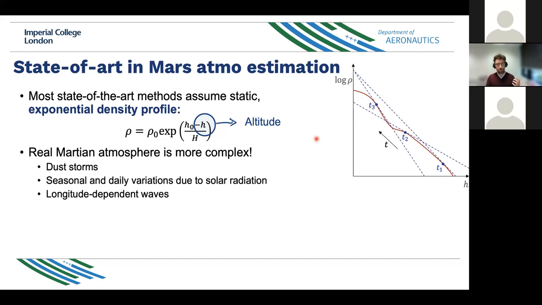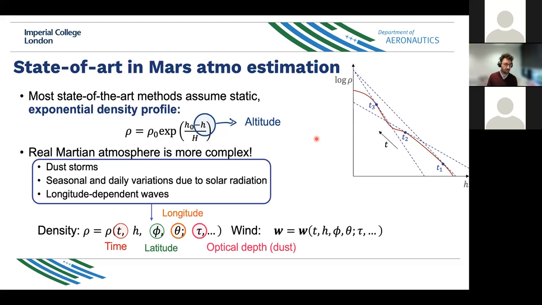Yeah, so the actual atmosphere of Mars is more complex. There's a lot of weather and climate phenomena such as dust storms, seasonal variations, and density waves in the high atmosphere. So in general, the density is a function of time, of altitude, of course, the latitude and longitude on Mars, and tau, for instance, which is a parameter that quantifies the amount of dust that's in the atmosphere due to, for instance, dust storms.